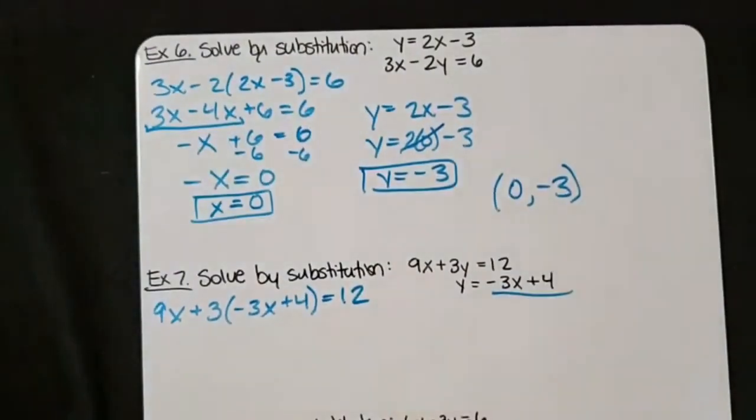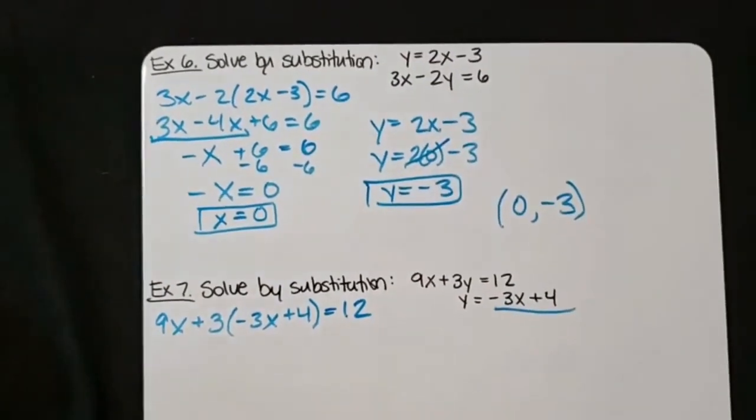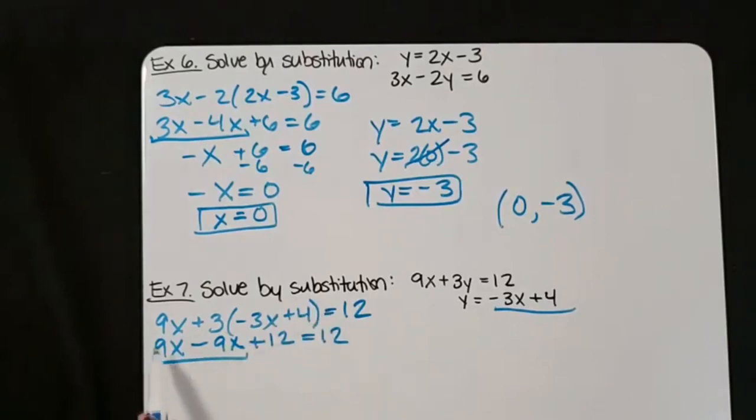Now we need to distribute. We got 9x. Okay, so we got 3 times negative 3x. So it's going to be negative 9x. We have 3 times 4. So that's going to be plus 12. And we're going to bring that equals 12 on down. Now we need to combine like terms. We have 9x minus 9x, which is 0. So we're left with 12 equals 12, okay?